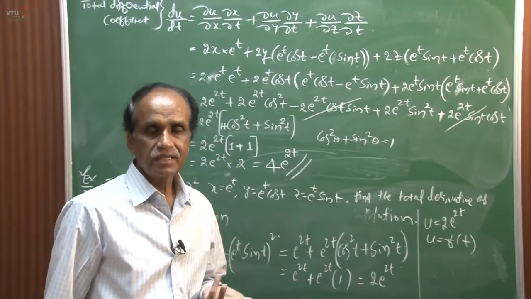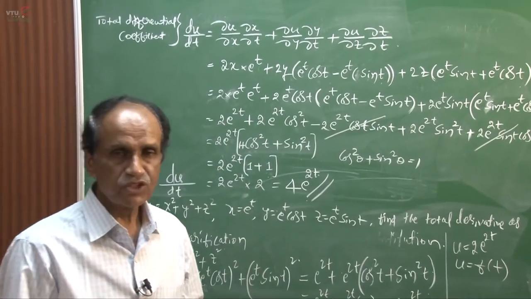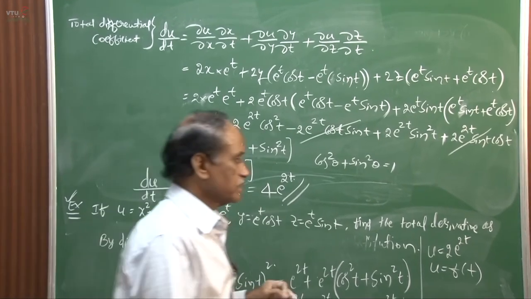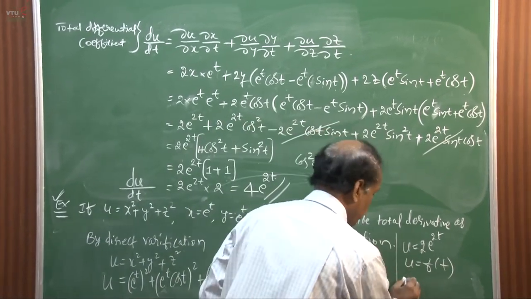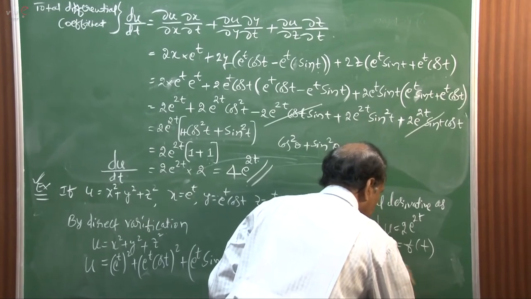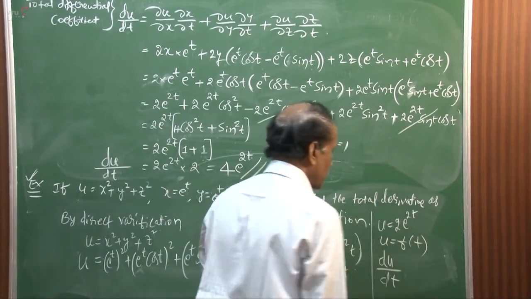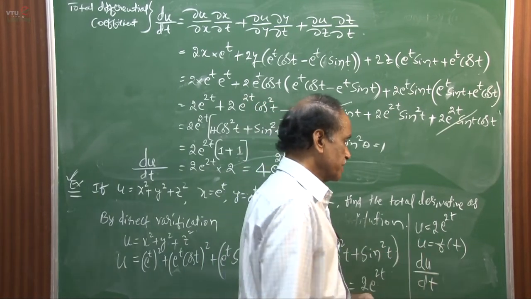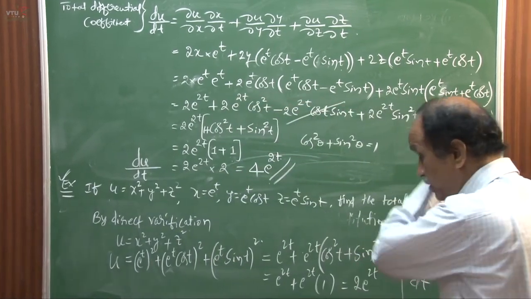That means ordinary derivative, a function of one variable connected with only one symbol. That is a function of a single independent variable. Then du by dt, here you cannot write partial because it is only a function of a single independent variable. What is the differential coefficient?